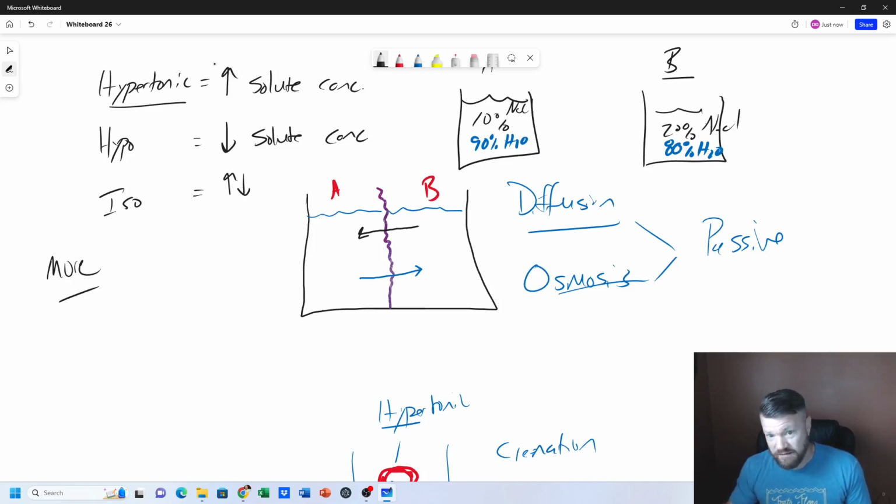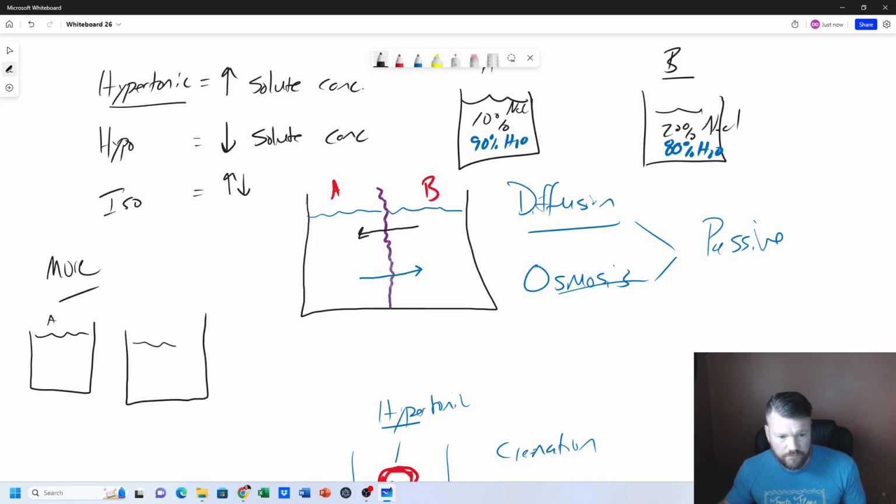More, not necessarily, right? So, for instance, let's say I had two solutions, again. And so here I've got solution A, and here I've got solution B. And the difference is the volumes. So let's say solution A is 1,000,000 gallons of a 0.01% salt solution.